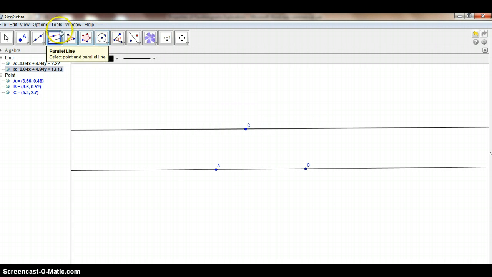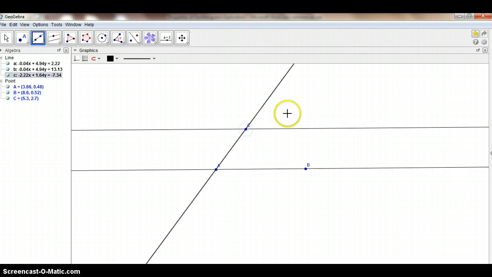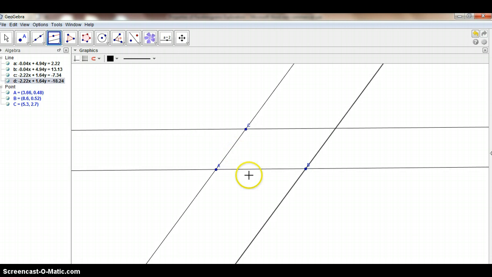I'll make C my third vertex on this parallelogram, so we'll make a line through AC. Alright, now remember it's two pairs of parallel sides. So I've got one pair of parallel sides. Now I need to make a line that's parallel to this one. So go back over, grab your parallel line tool. Let's select B to be our point not on the line, and then click on AC. And there we go. There's our other pair of parallel sides.